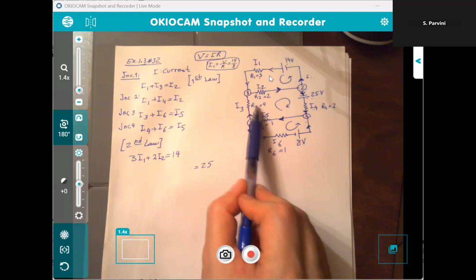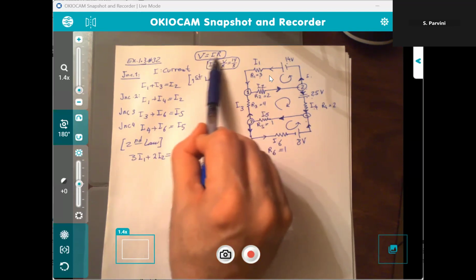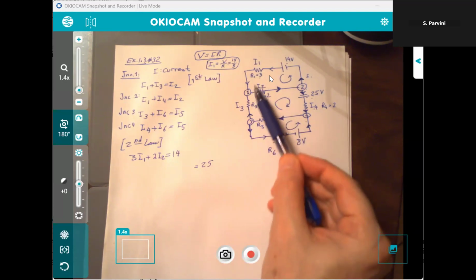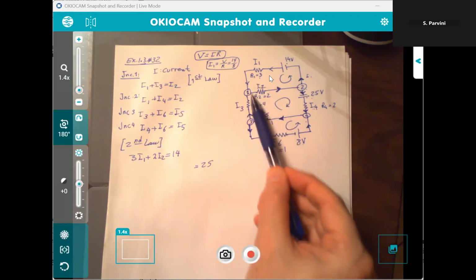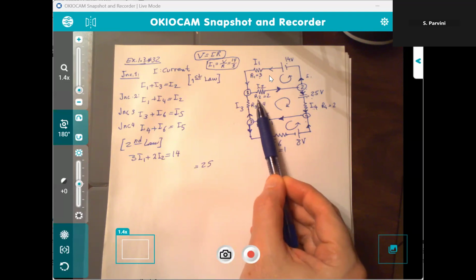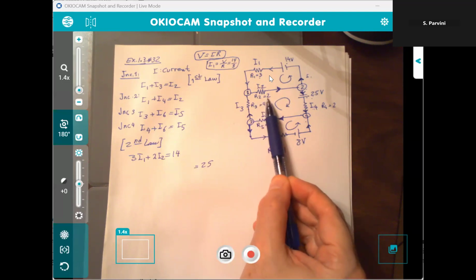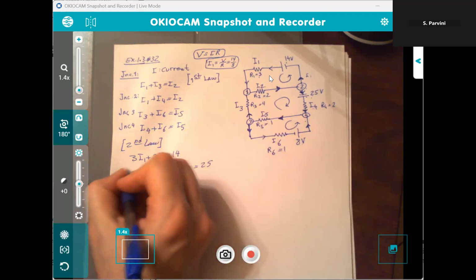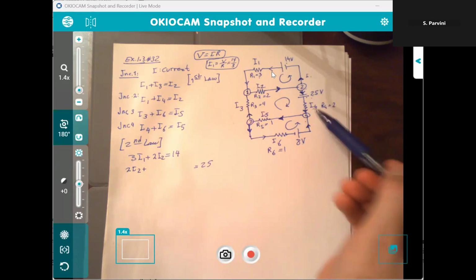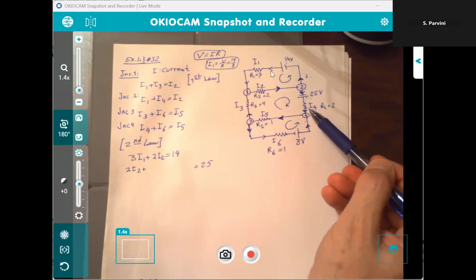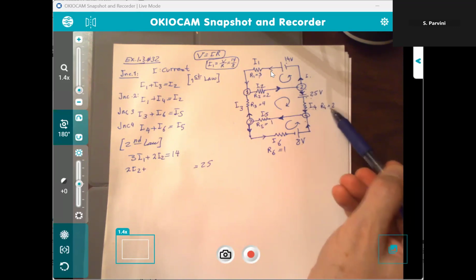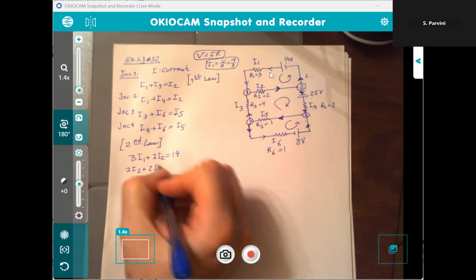And for each of these, the voltage is IR for that resistance. So what would the voltage be through that resistance? It's going to be I2 R2, isn't it? And R2 is 2. So it's going to be 2I2 plus. What would it be for this one? 2I4. Thank you. It's I4 R4. R4 is 2, so it's 2I4 plus.